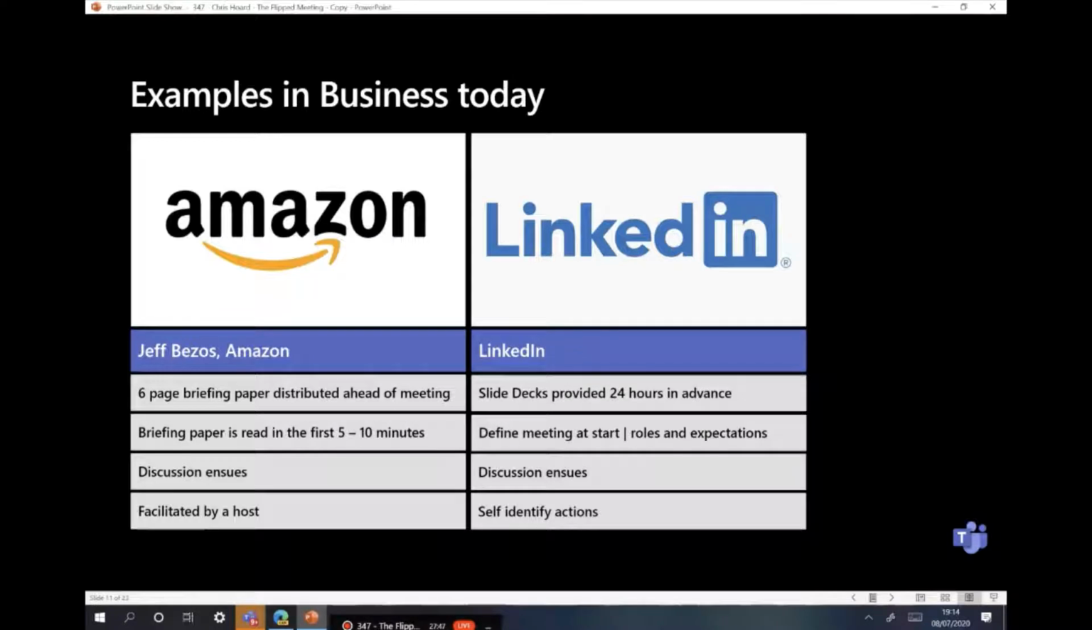LinkedIn is also another good example. They provide attendees to their meetings with slide decks provided 24 hours in advance so they can be studied and analysed. At the meeting start, they define the roles and expectations. The discussion and collaboration then ensue, and the attendees then self-identify the actions to take away. I'm sure that Microsoft have this practice of flip meetings too, but Amazon and LinkedIn are case studies that you can literally, if you type them into your browser, go and find online.